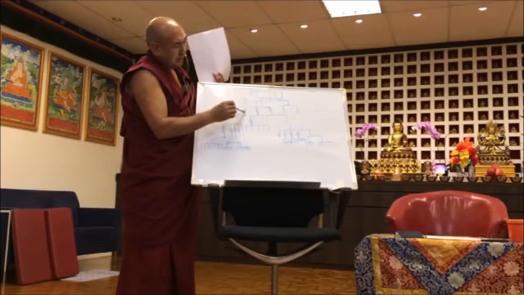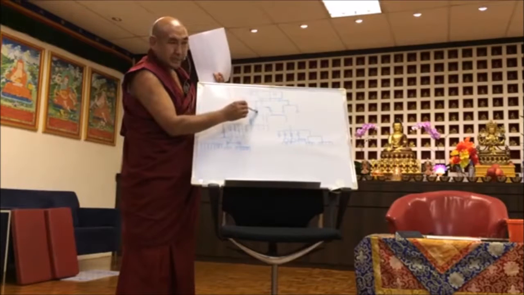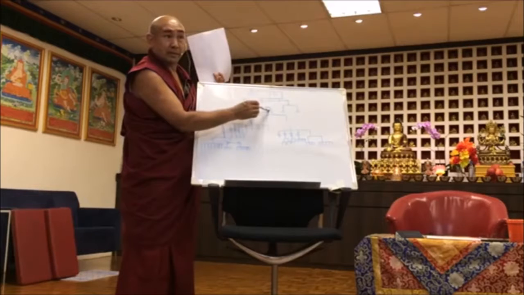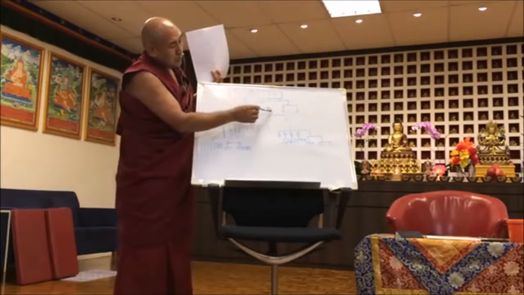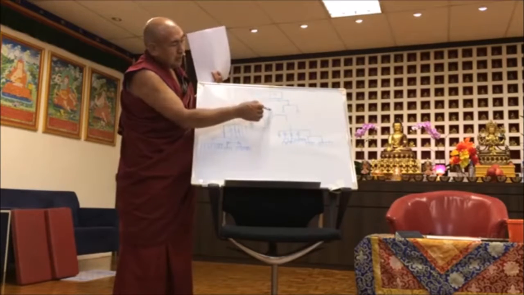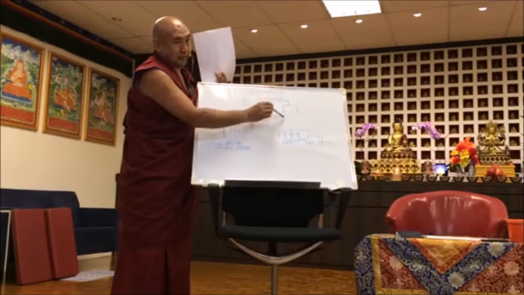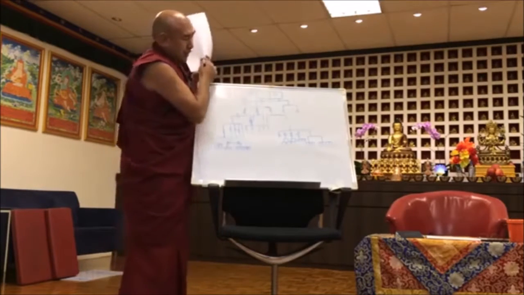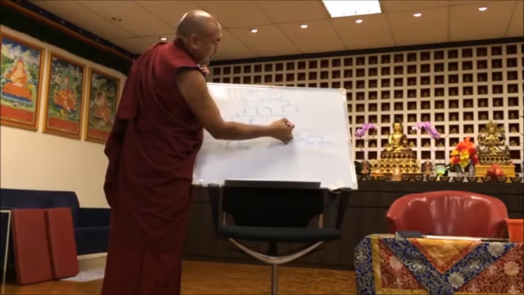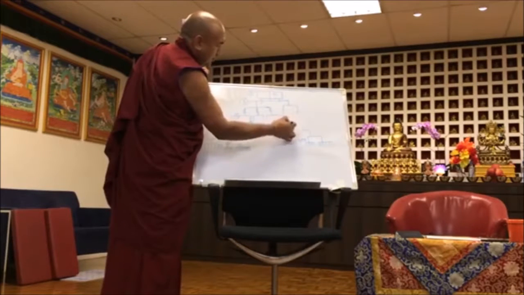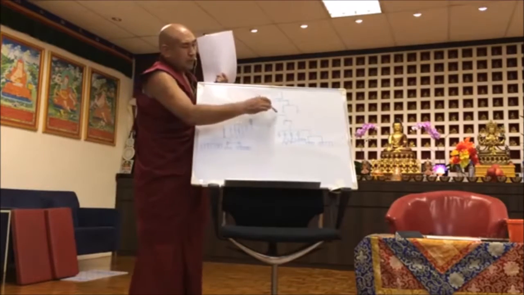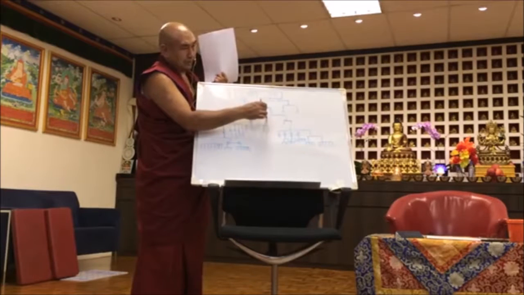Like matter, consciousness. Number three, non-associated formation. The last one, the non-associated formation, has two groups, with life and without life. Let's just do two groups: with life and without life.